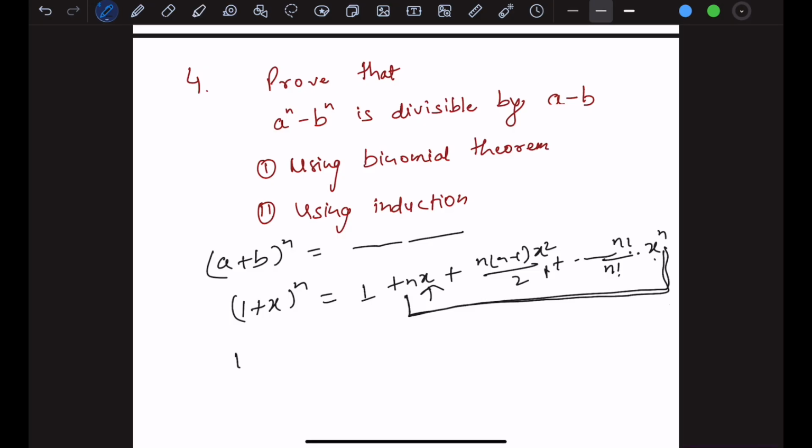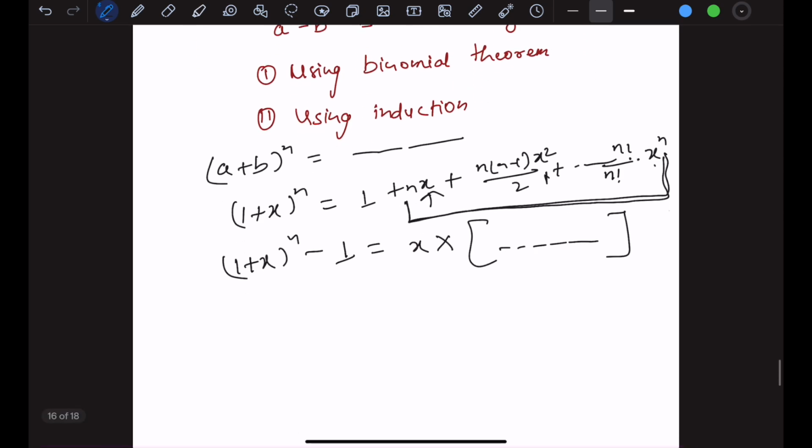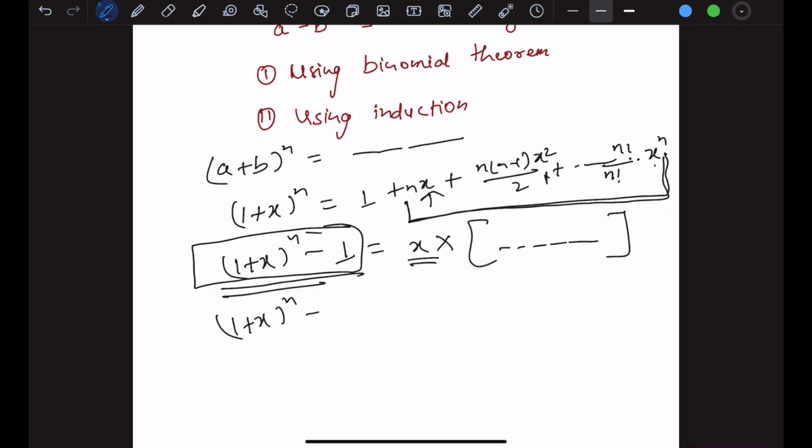So this thing can be written as 1 plus x to the power n minus 1, I bring 1 on the left side, equal to x into all these terms, right? So I can say that x is a divisor of this, or I can say this is a multiple of x. So 1 plus x to the power n minus 1 can be written as 1 to the power n equal to x into.